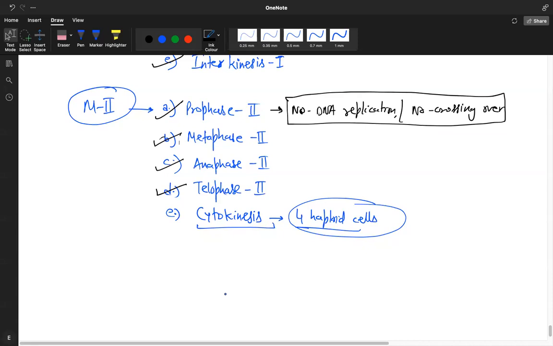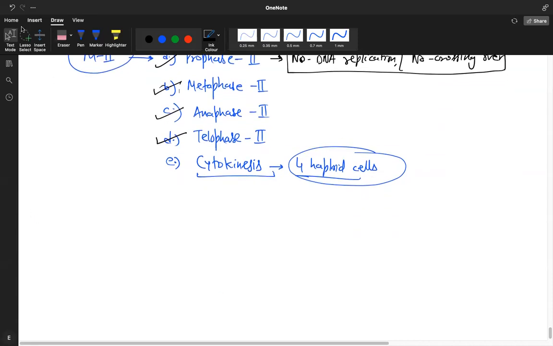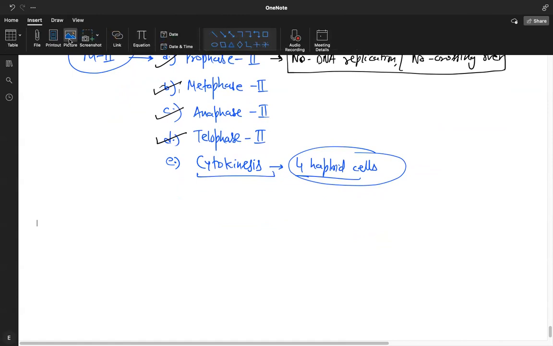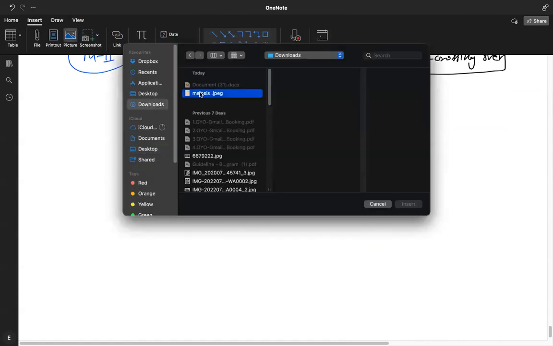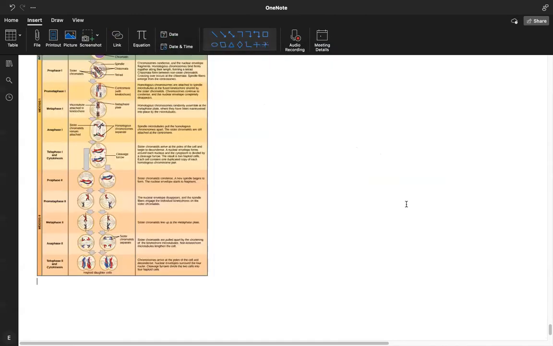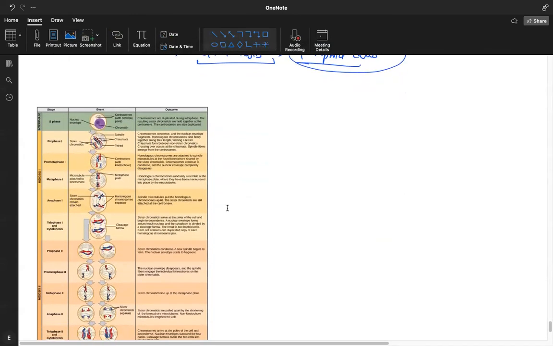Yes. Very good. Now let me use an image that summarizes everything. I will give you some time to analyze that image on your own. I think the picture is in my downloads. Yes, this is the picture. Can you see this picture that I have pulled out?